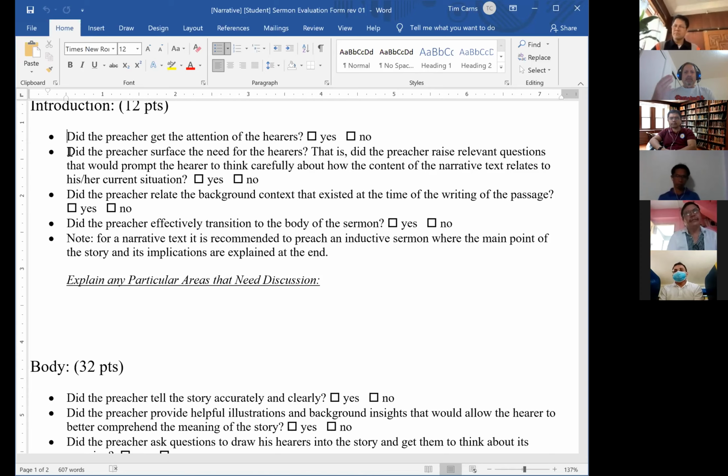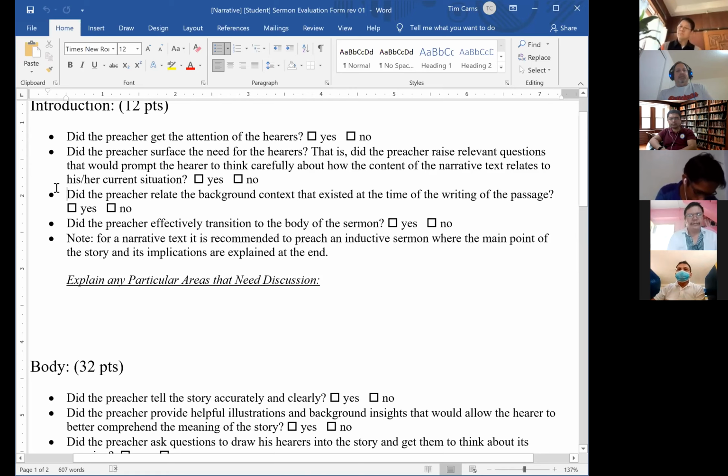So that's the second aspect of the introduction. One, get their attention. Secondly, surface the need. And the idea is, again, what is it that will draw them to want to listen?